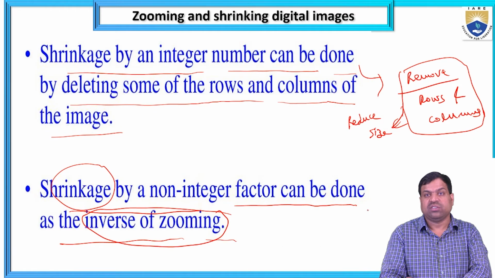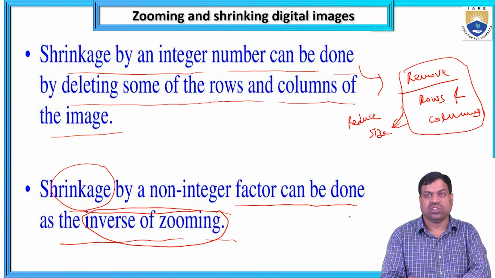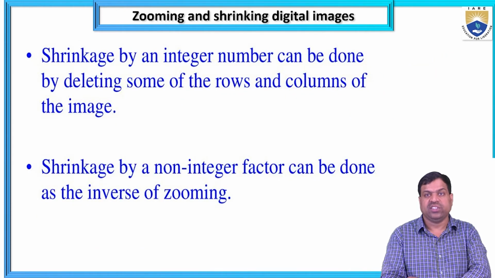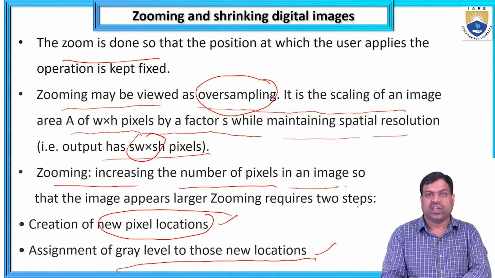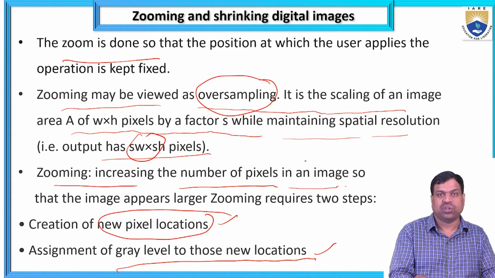Shrinking by an integer factor can be done by deleting some of the rows and columns of the image, and shrinking by a non-integer factor can be done as the inverse of the zooming. Zooming is done with the position at which the user applies the operation kept fixed.